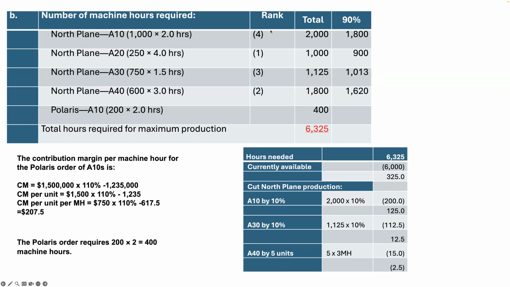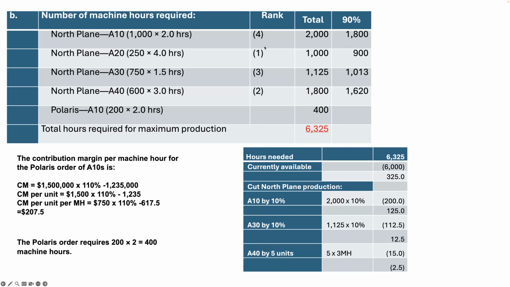Now let's go with the next one. The second lowest contribution margin per direct machine hour is A30. The total machine hours right now is 1,125. Again, if I cut 10%, that would be 112.5 hours. So 125 minus 112.5, I still need to release a further 12.5 machine hours.